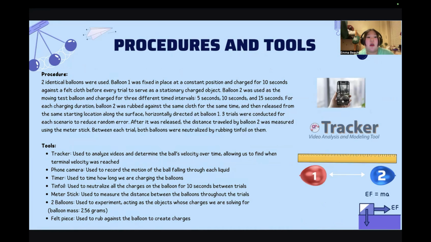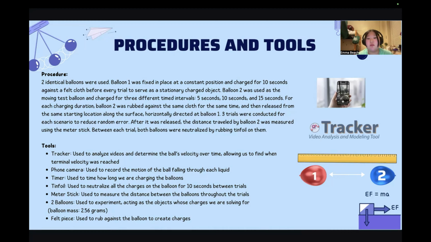So our procedure, we used two identical balloons. One was fixed in place at a constant position and charged for 10 seconds against a felt cloth before every trial, and it served as a stationary charge object. Balloon 2 was used as the moving test balloon, and we charged it in three different time intervals, 5 seconds, 10 seconds, and 15. And then for each charging duration, balloon 2 was rubbed against the same cloth for the same time, then released from the same starting location along a surface, horizontally directed at the fixed balloon.